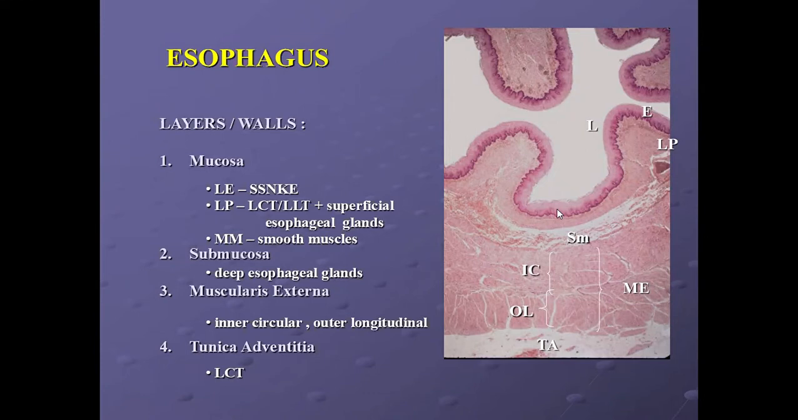And the muscularis externa, of course, you have here inner circular and outer longitudinal. And then here you have your tunica adventitia.